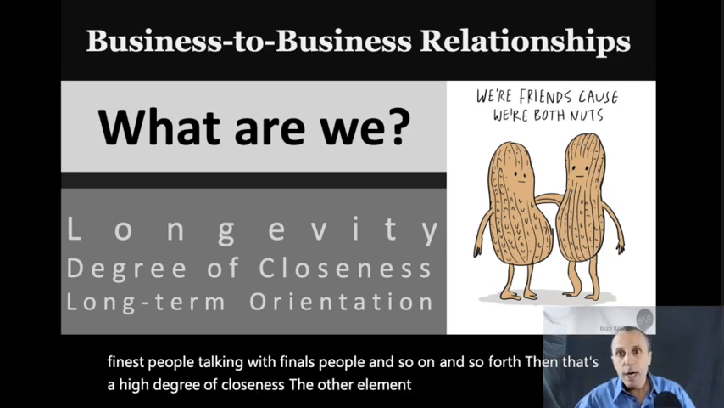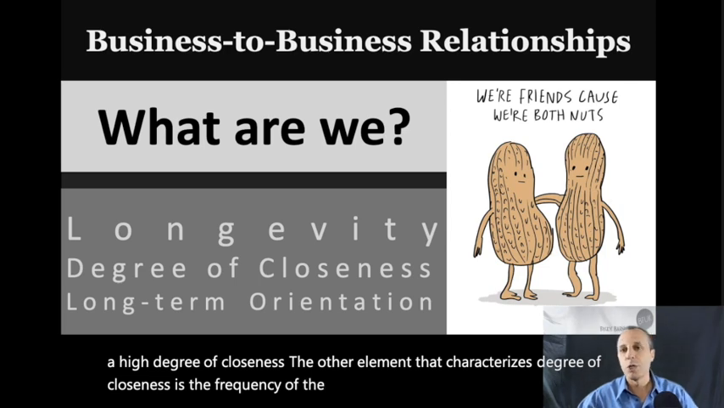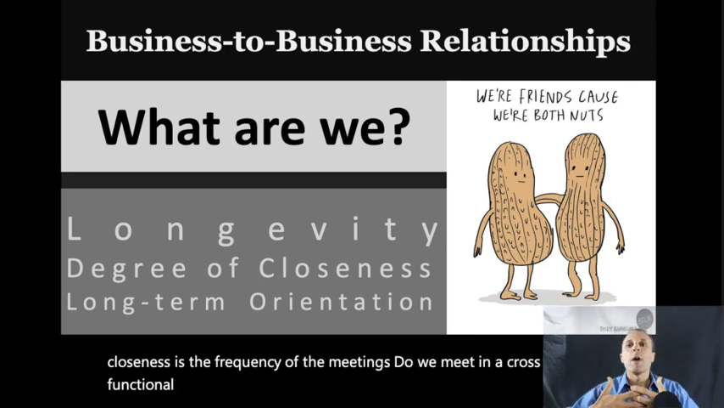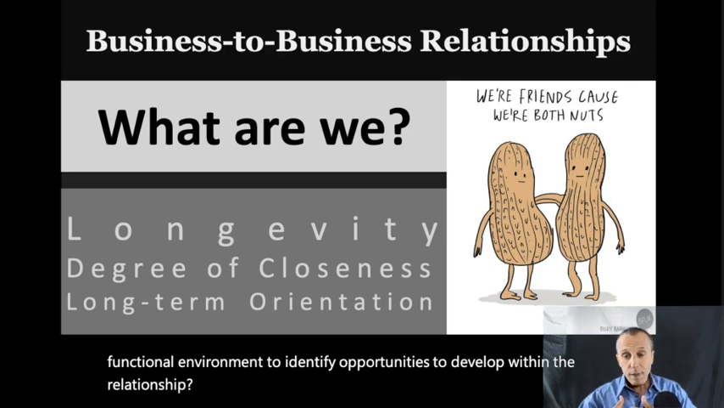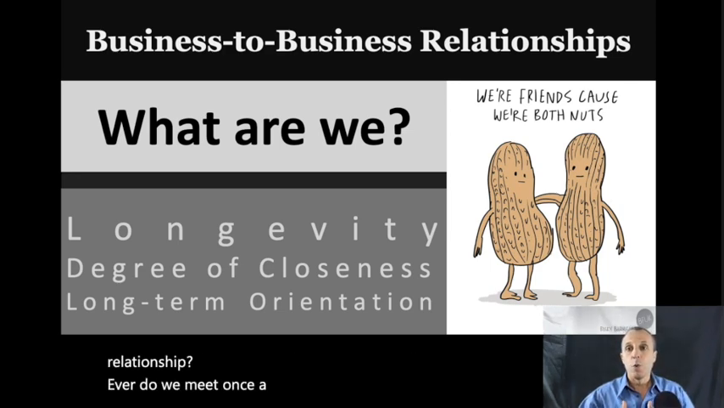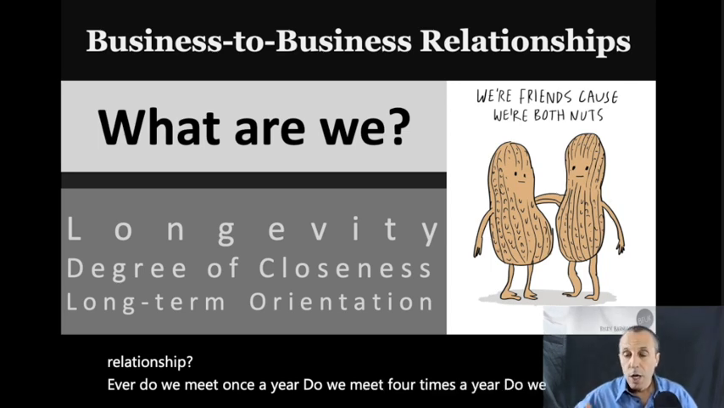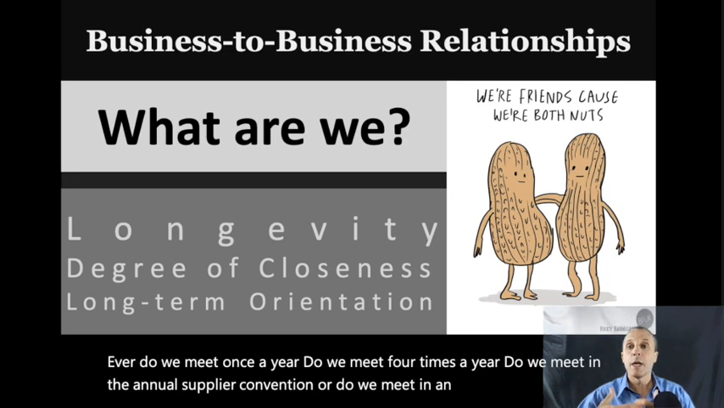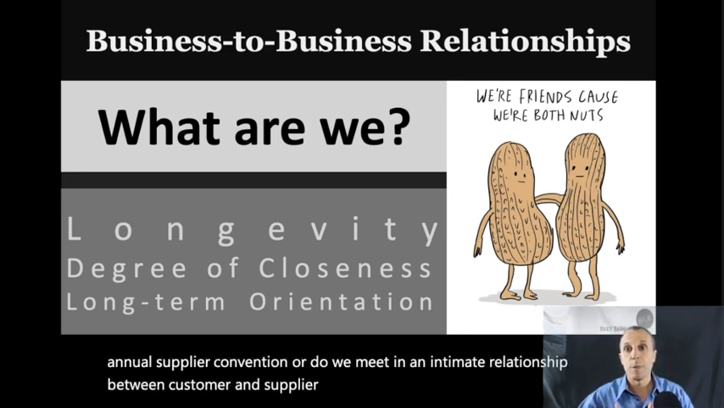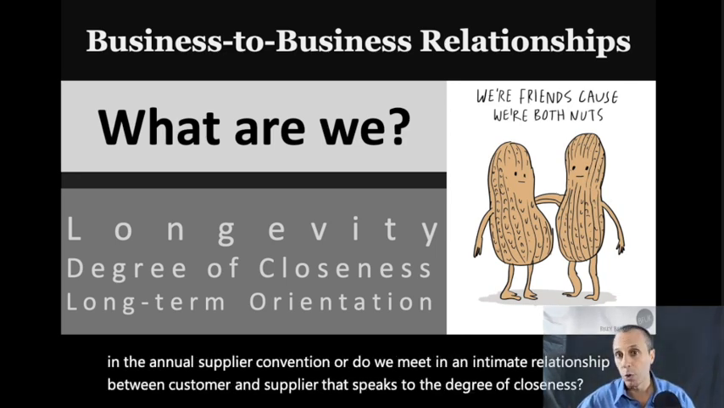The other element that characterizes degree of closeness is the frequency of the meetings. Do we ever meet in a cross-functional environment to identify opportunities to develop within the relationship? Do we meet once a year? Do we meet 4 times a year? Do we meet in the annual supplier convention, or do we meet in an intimate relationship between customer and supplier? That speaks to the degree of closeness.